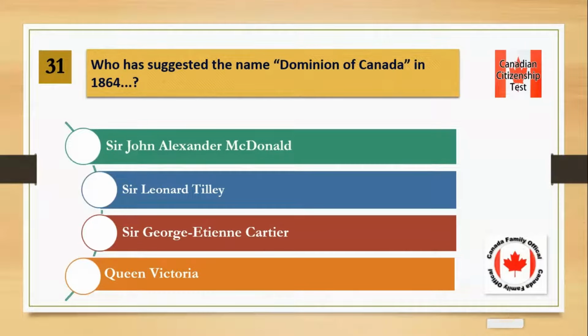Who suggested the name Dominion of Canada in 1864? Number 1, Sir John Alexander Macdonald. Number 2, Sir Leonard Tilley. Number 3, Sir George Etienne Cartier. Number 4, Queen Victoria. And the answer is Sir Leonard Tilley.